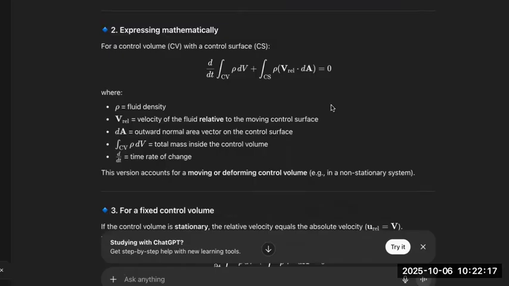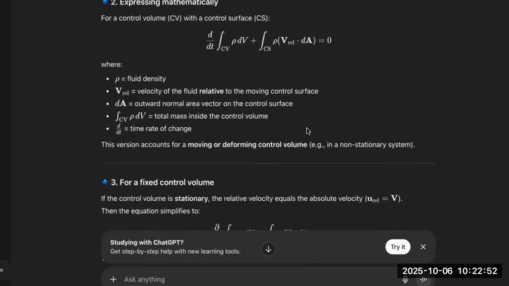Expressing it mathematically for a control volume with a control surface CS, we have d/dt of the integral over the control volume of rho times dV, plus the integral over the control surface of rho times relative velocity times dA, is equal to zero. Rho is the fluid density, v relative is the velocity of the fluid relative to the moving control surface, dA is the outward normal area vector on the control surface, and the integral over the control volume of rho dV is the total mass inside the control volume, and d/dt is the time rate of change. This version accounts for a moving or deforming control volume.